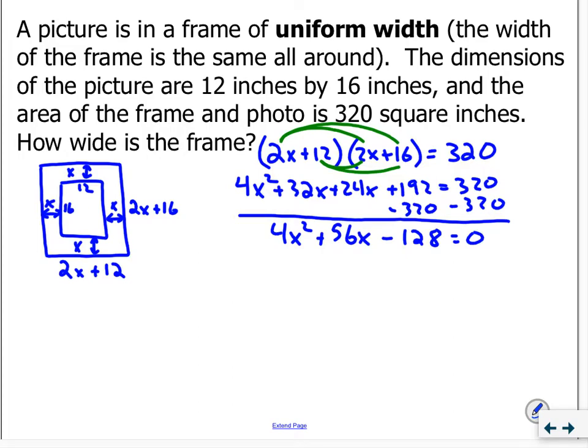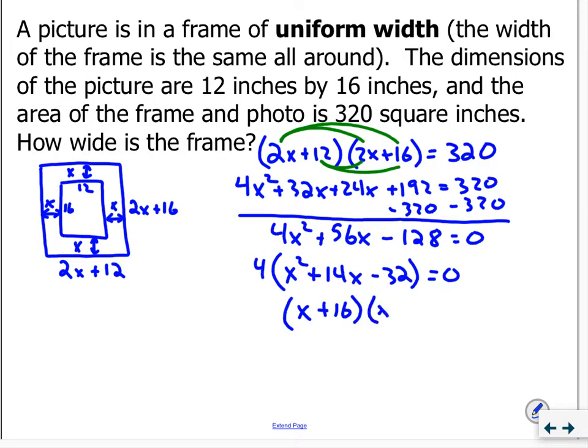You can do factoring. I'm looking at this, I'm thinking that all those numbers are divisible by 4. So I think there's going to be a common factor of 4 here. So let's see, when I factor out a 4, I'm going to get an x squared, 56 divided by 4 is 14, and 128 divided by 4 is 32. Okay, well that made my factoring a little bit easier. So now I'm looking for numbers that multiply to 32 and combine to 14. So that's going to give me x plus 16 times x minus 2.